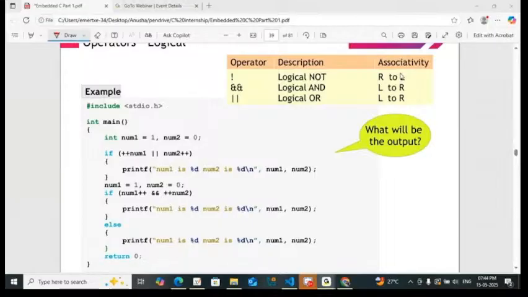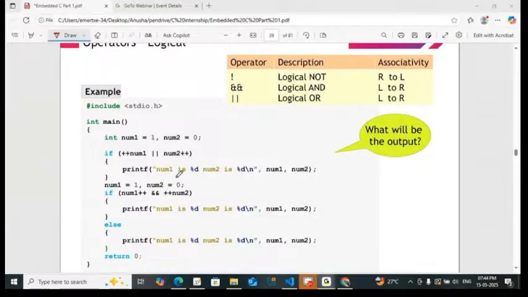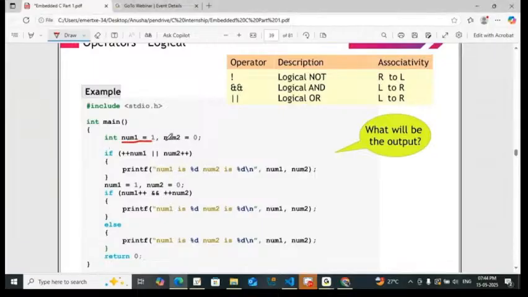Now coming to this, Martha Haritha is asking, kindly explain more clearly about increment and decrement. You can see here one good example for increment and decrement. The initial value of num1 is 1 and num2 is 0. So plus plus of num1, we are going to increase the value.